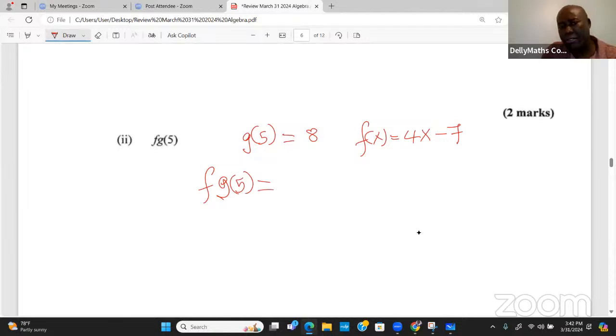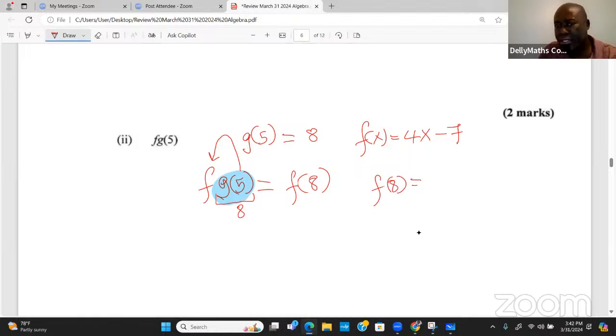Now, what does this really mean? It means that we need to find the value for g of 5. And whatever value I have for g of 5, I'm going to insert it in the f function. Technically, because g of 5 is 8, it is like I'm finding f of 8, because g of 5 is 8, and g of 5 is in the f function. So what I'm going to really do is just substitute 8 in the f function.